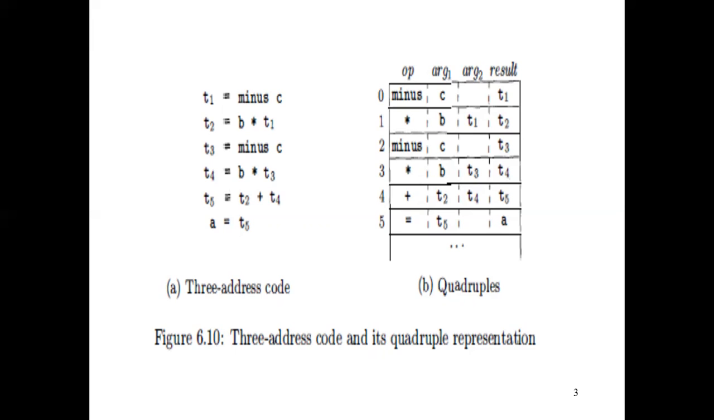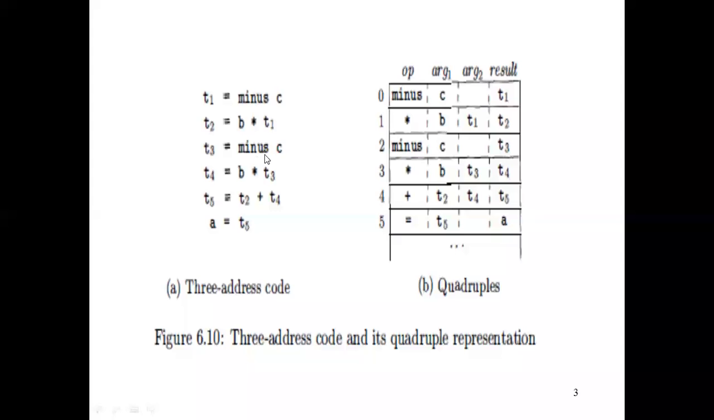Now first we will reduce. How will we reduce? Let us consider minus C as T1, so T1 is equal to minus C. The given expression is A is equal to B star minus C plus B star minus C. First we see B star minus C and B star minus C; there is a repetition. But how will we reduce this? Let us consider T1 is equal to minus C. So we will write T2 is equal to B star T1, which means B star minus C. So half of the expression is completed here.